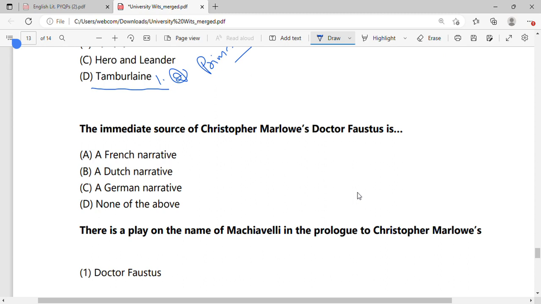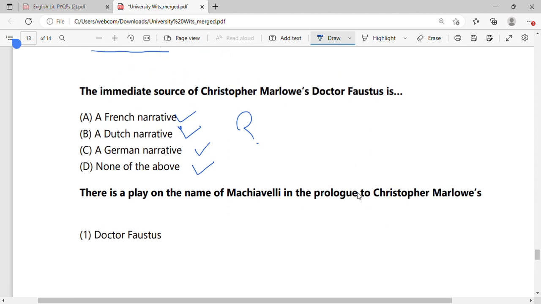The immediate source of Christopher Marlowe's Dr. Faustus is a French narrative, Dutch narrative, German narrative, or none of these. Which one? Let me know in the comment section below. Now, this one, you have to tell me in the comment section below. I'm giving it a number. Its number is 12. Right? 12 and the option.